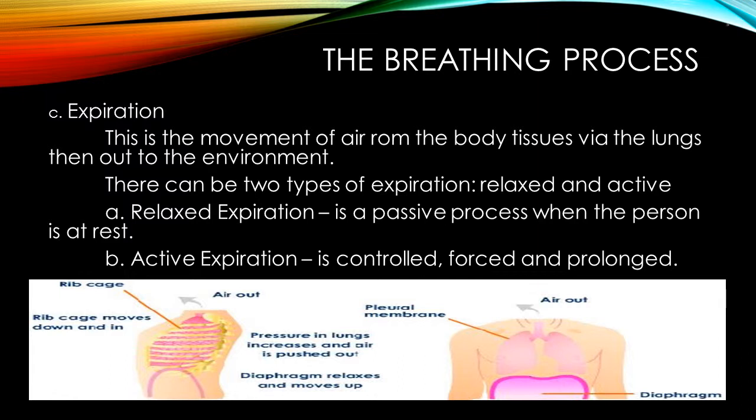There can be two types of expiration: relaxed expiration and active expiration. Relaxed expiration is a passive process when a person is at rest. The diaphragm relaxes after a contraction, rises, and the ribs drop. The elastic recoil of tissues decreases the intrathoracic area and increases pressure, which causes exhalation. In active expiration, it is controlled, forced, and prolonged.